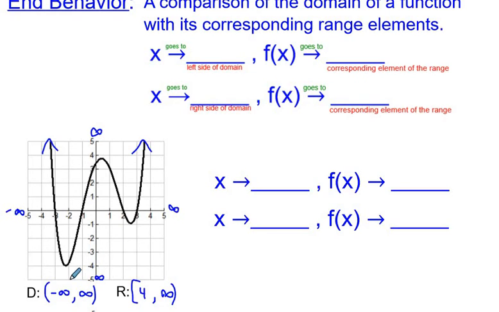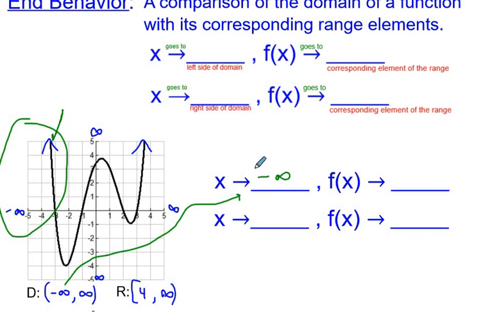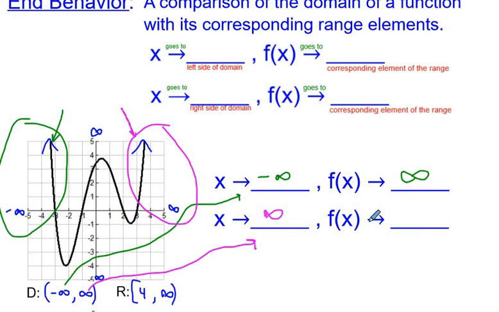And what happens is this infinity is the left side of the domain. And so the question is, which of these range elements corresponds to the left side of the domain? And you don't have to use both of them. You might use one of them twice or one of them no times. So on the left side of the domain over here, the range is going to infinity. So you say on the left side, negative infinity, the range is going to infinity. And on the right side, which is this piece right here, going to infinity, the right side of the domain, what is the range doing? It's also going to infinity.